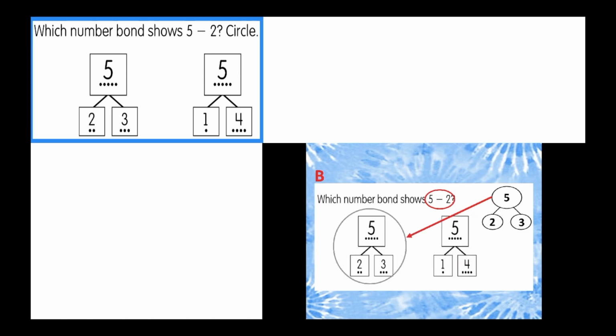We can now go back to our original question where it asked which number bond shows 5 minus 2. We can compare the empty number bond that we filled in and find the correct number bond. We know that 5 is the whole and 2 and 3 are our parts.